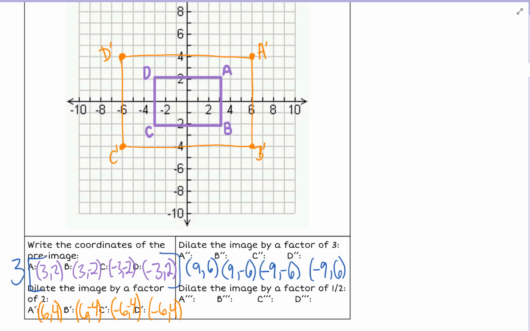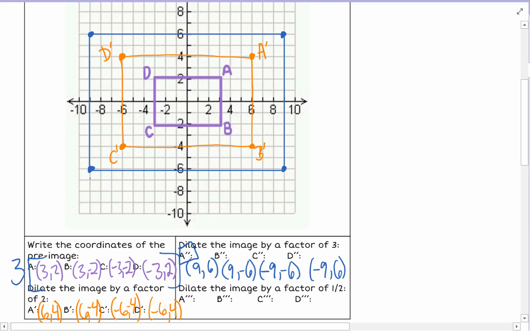Let's go ahead and plot those points. And we're going to label these with 2 apostrophes. So A prime prime, because it's all in the same coordinate plane, B prime prime, C prime prime, D prime prime, or you can call it double prime.